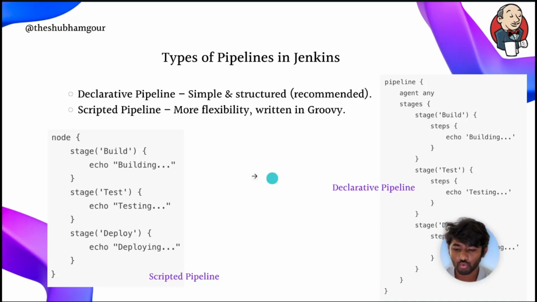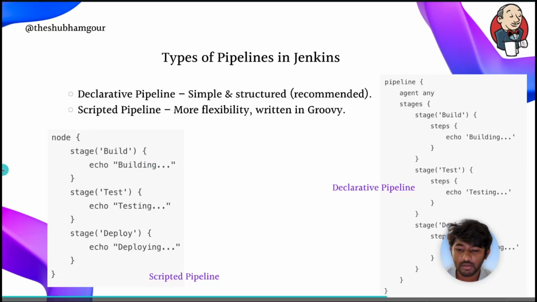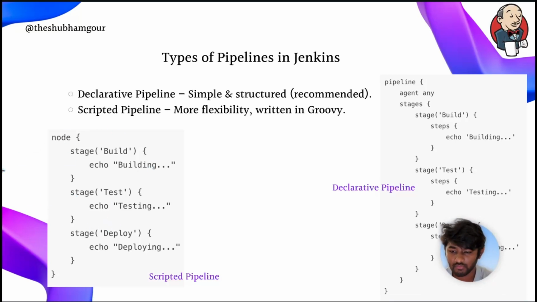On the contrary, if you go to the right-hand side, you can see a scripted pipeline. Here it starts with node and there are three stages: build, test, and deploy. Comparatively, the scripted pipeline looks simpler, but actually it is the declarative one that is very simple and structured. It's a kind of template that you refer to for every pipeline. The scripted pipeline gives you more flexibility since you are writing it in a coding manner. In a scripted pipeline, you can even write loops, and if you want to add a few conditions, those can be implemented over here.